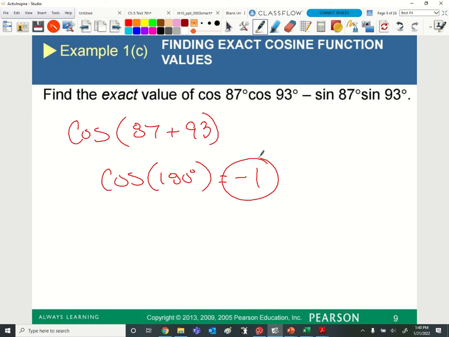Cosine 180, I am almost 100% sure all the problems like this are going to give me some number that is on my unit circle. Then you go to the unit circle under 180, and cosine is the x value, right? So the x value at 180 is -1. What about the other side? We don't need the other side because I use the right side.